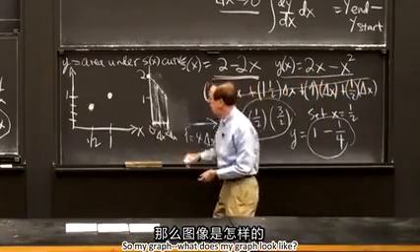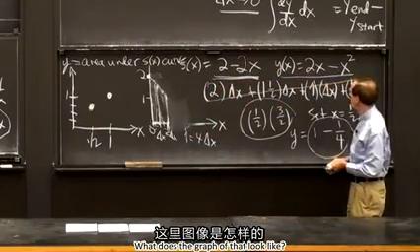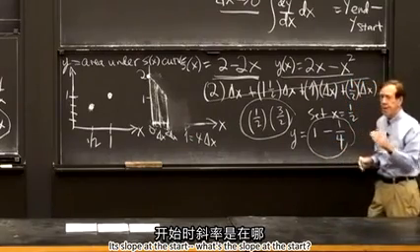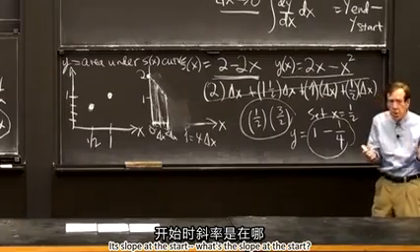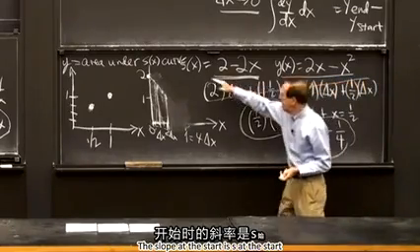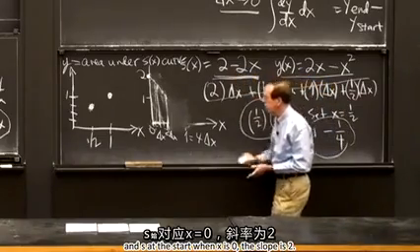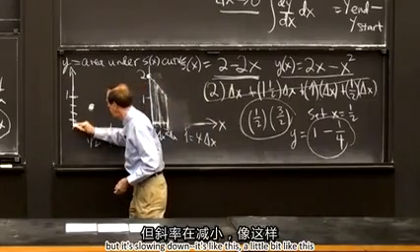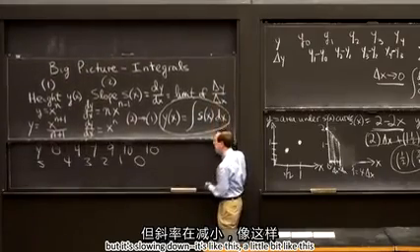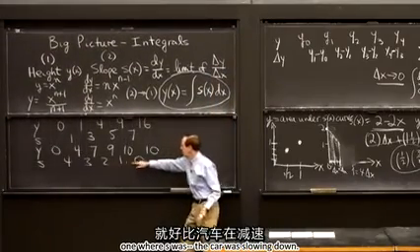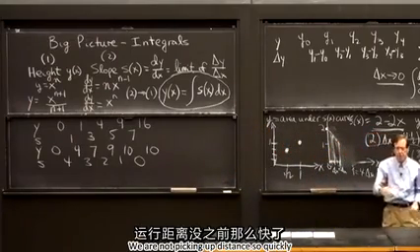So what does my graph look like? What does the graph of that look like? Its slope at the start, what's the slope at the start? The slope at the start is s at the start. And s at the start, when x is 0, the slope is 2. So it starts out with a slope of 2. But it's slowing down. It's a little bit like this one, where the car was slowing down.